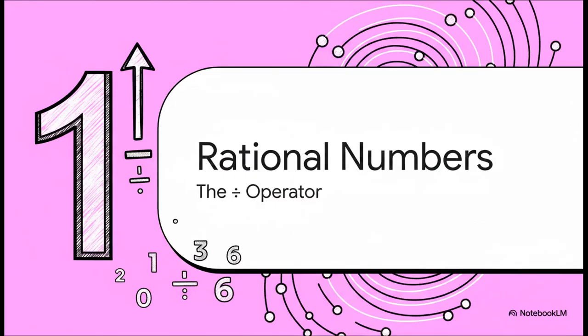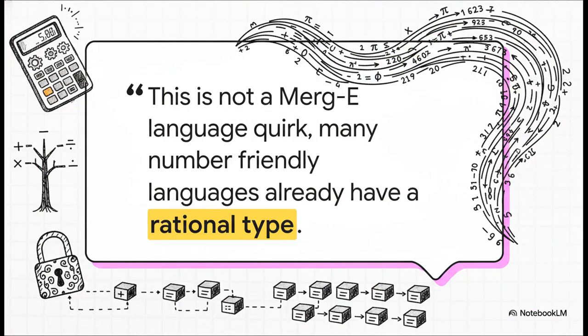Moving on to our next section, adding rational numbers, and specifically, the division operator. The source material actually puts this really plainly. Quote, "This is not a Merg-E language quirk. Many number-friendly languages already have a rational type." So adding a rational type is a completely standard, modest architectural choice. It's not some wild gimmick. It's just a required tool developers expect when writing code in cryptography-adjacent domains, making absolutely sure that fractional values don't lose fidelity through floating point approximations.